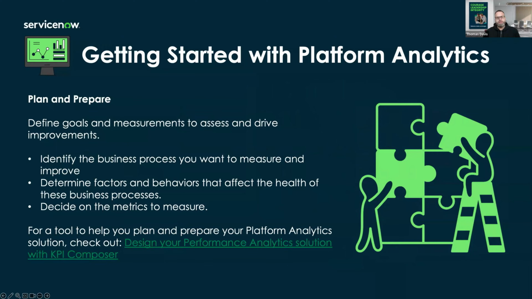As with everything, the way it was with performance analytics, you always want to make sure that you plan and prepare for when you decide to start using platform analytics. Defining goals is obviously very important, no matter what you are doing it with, and we want to make sure that you understand what you're trying to measure and assess. Identify those business processes that you actually want to measure, and then determine the factors and behaviors that affect the health of those particular business processes. Thinking about those things will help you decide on the metrics that you are going to choose to measure.